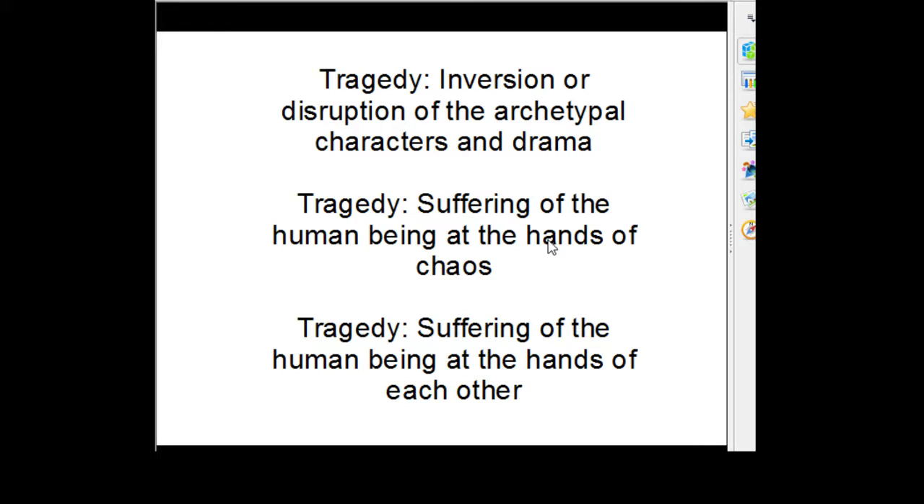And also tragedy is the suffering of the human being at the hands of each other. We see some deeply sinister characters in the play who seem to take pleasure at the suffering of other people. And this is really an inversion of the moral quality of what we expect from other people. And so it's deeply tragic because they're causing suffering to the quote-unquote good or moral people of the play.